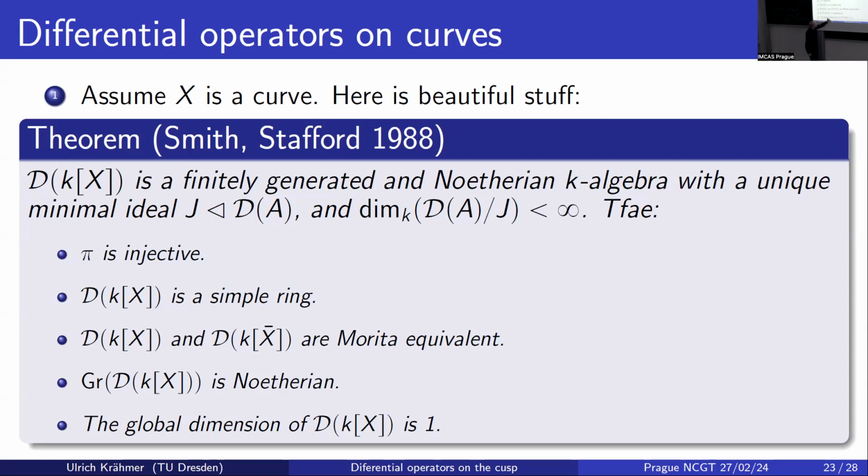Now, this guy here is smooth. So this thing here is the universal enveloping algebra of a Lie-Rinehart algebra, which is a Hopf algebroid. So the category of modules here is a nice monoidal category.